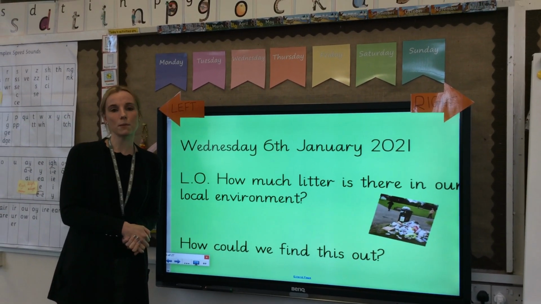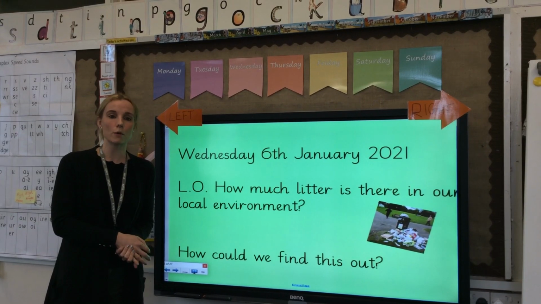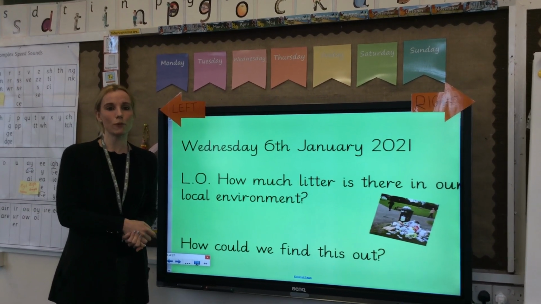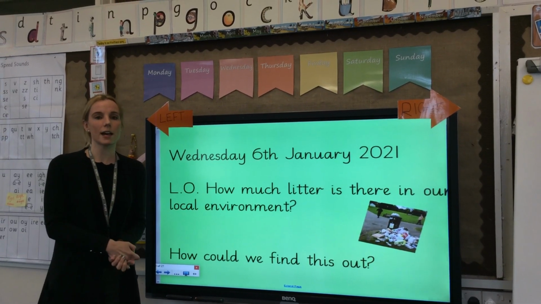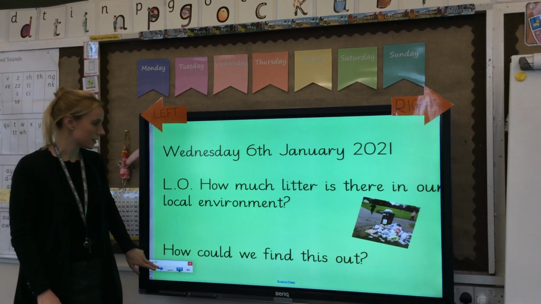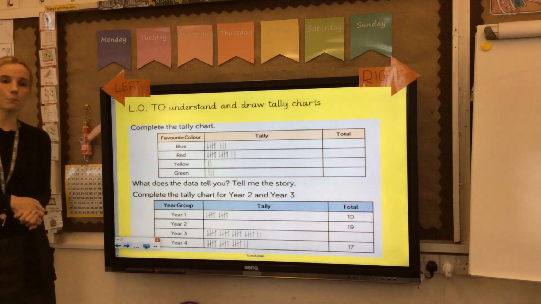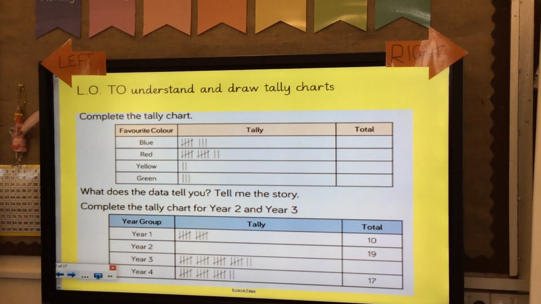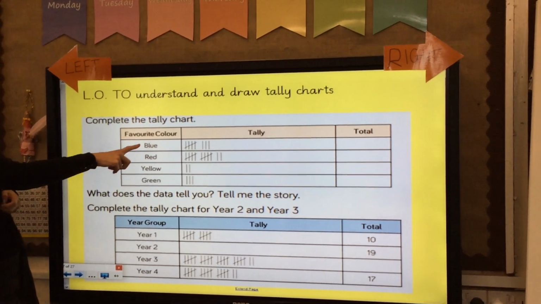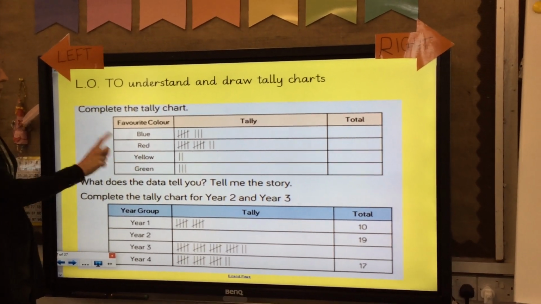Some of you might remember from year 1 and 2, depending on which year group you're in, that we have looked at tally charts before, and we also do it for our house points. So we're going to have a quick recap on what a tally chart is. So here is an example of a tally chart, and this is about children's favourite colours. So we've got blue, red, yellow and green.